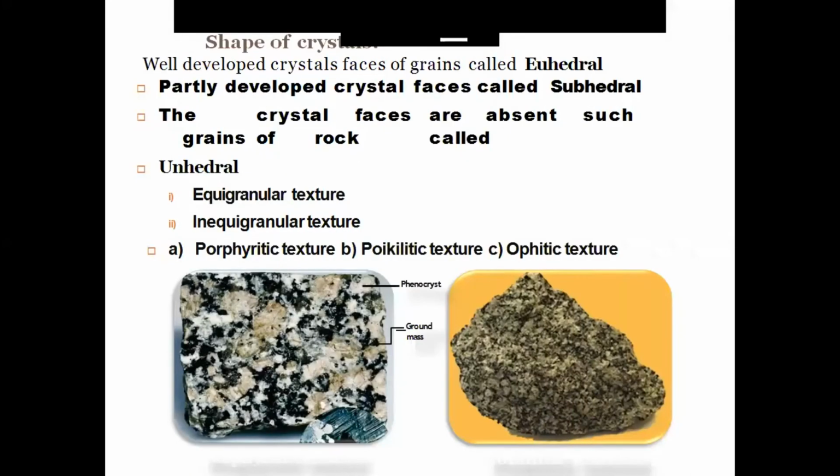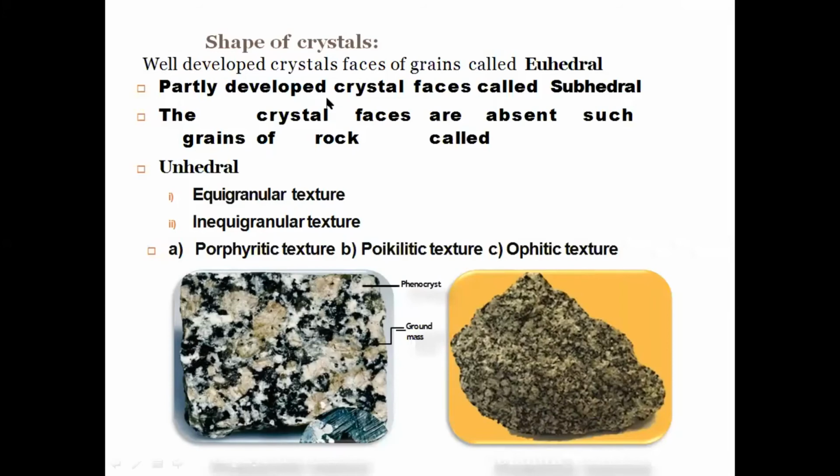Shape of the crystals, well-developed crystal faces, grains called euhedral. Euhedral, remember, is more like a thin section terminology. It is by the way very hard to see the shape of crystals except in very coarse igneous rocks. In those you can see the shape of the crystals. But if your rock is fine grain, then it is a little harder to see these terminology. However, we just do it very briefly.